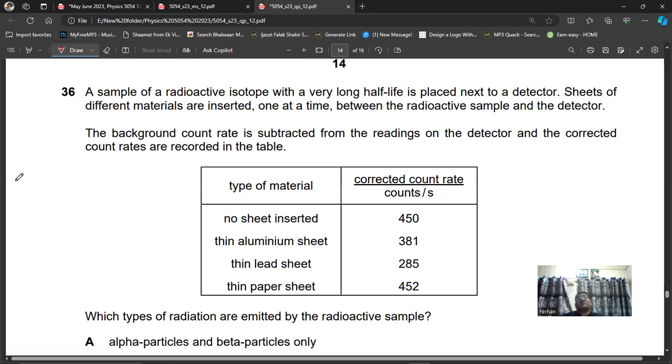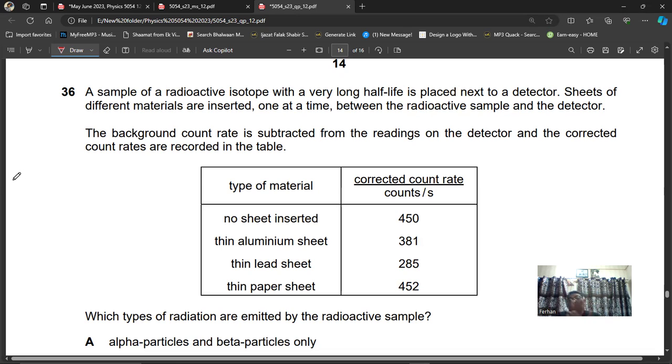reading, which means there are no alpha particles, because the alpha particles' penetration power is very low, so they would not be able to penetrate the paper. But when you put thin paper between the sample and the detector, the reading has not dropped, which shows that there are no alpha particles.